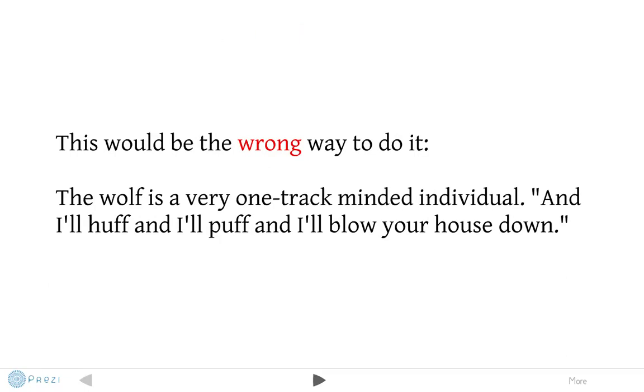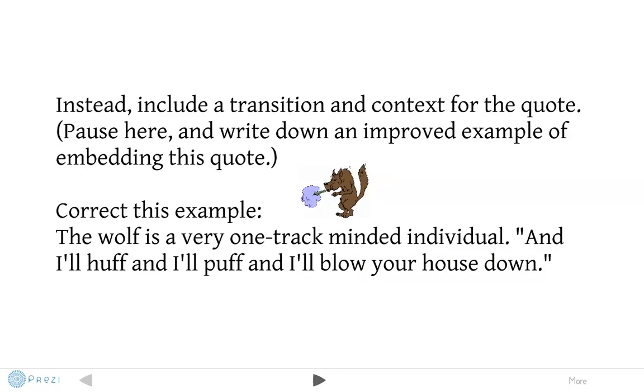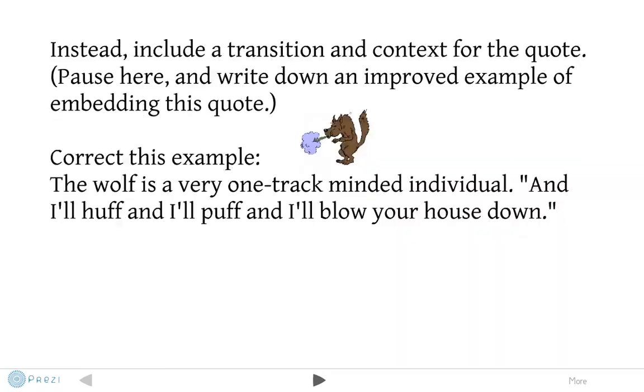This would be the wrong way to do it if you just come out and say, "The wolf is a very one-track minded individual, and I'll huff and I'll puff and I'll blow your house down." You can see that the quote is just stuck in there all by itself. It's not embedded into a sentence of any kind. There's no transition. There's no situation. So instead, go ahead and include a transition and a context for the quote. Feel free to pause here and practice and write this down, but correct the example that we just looked at.